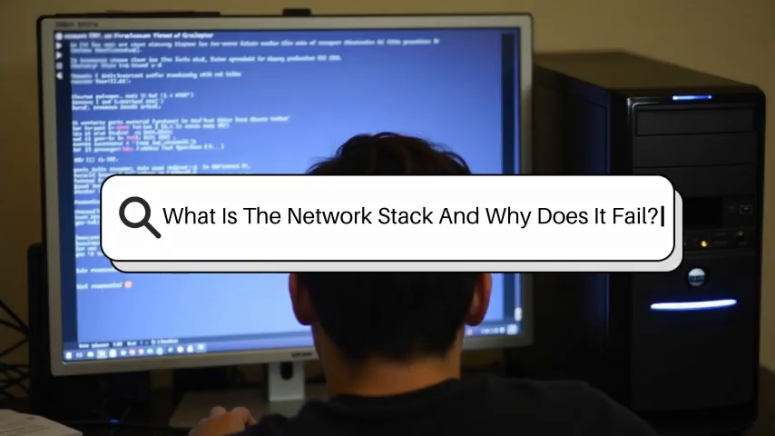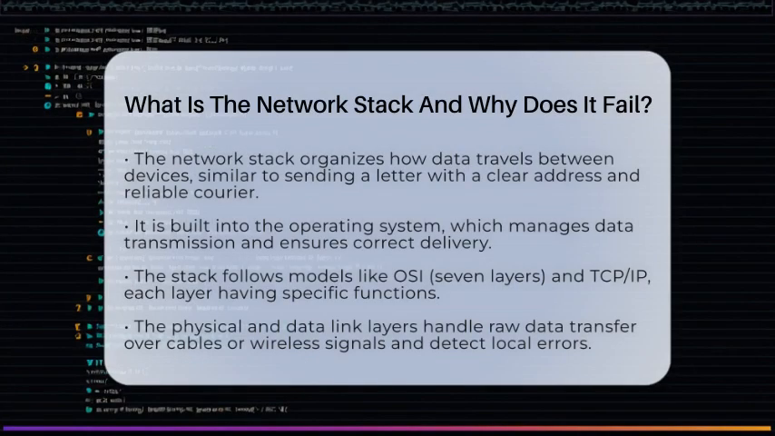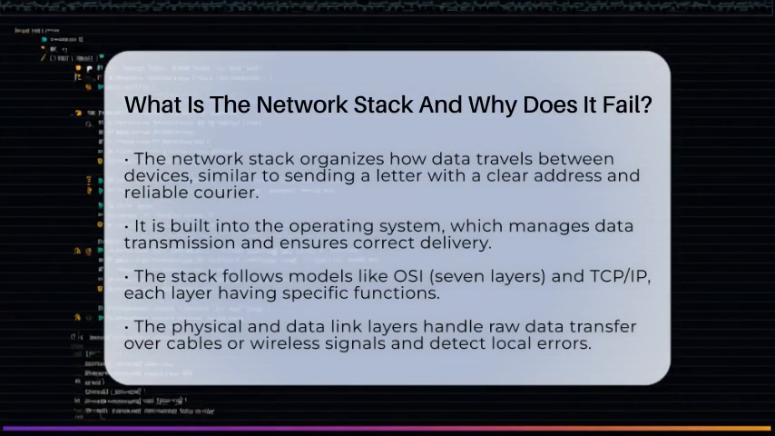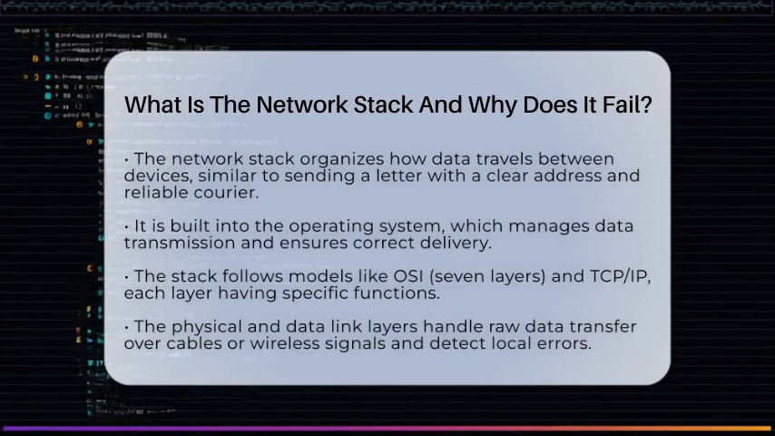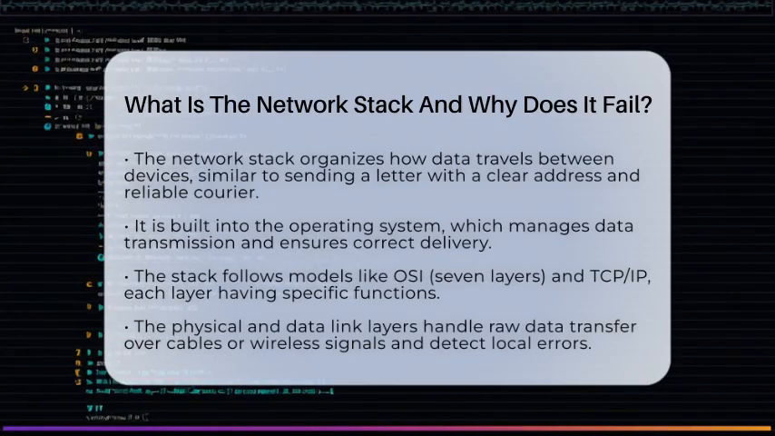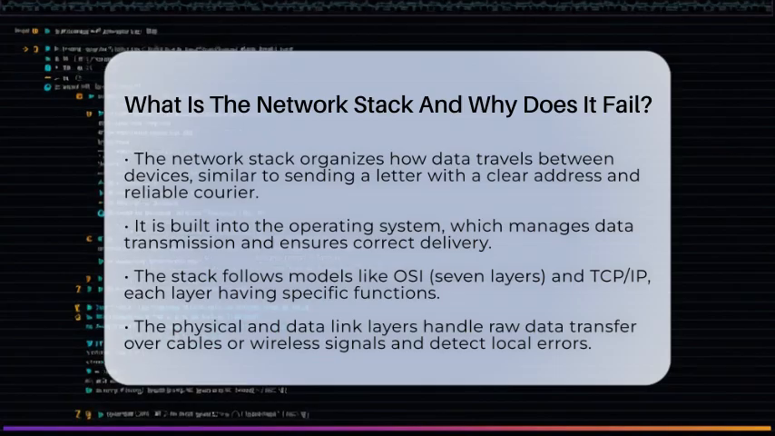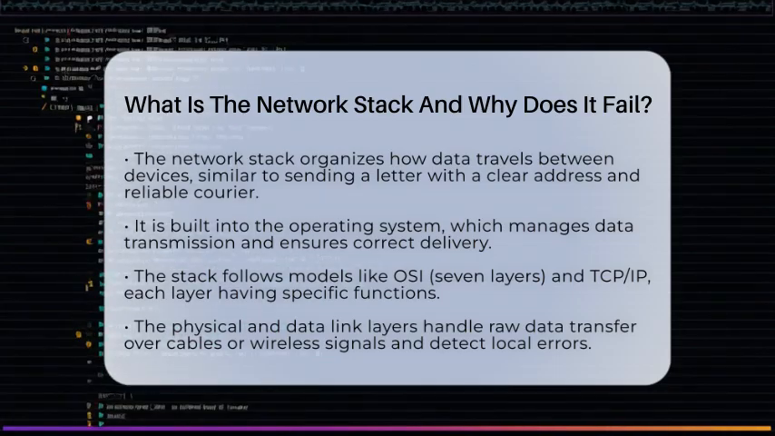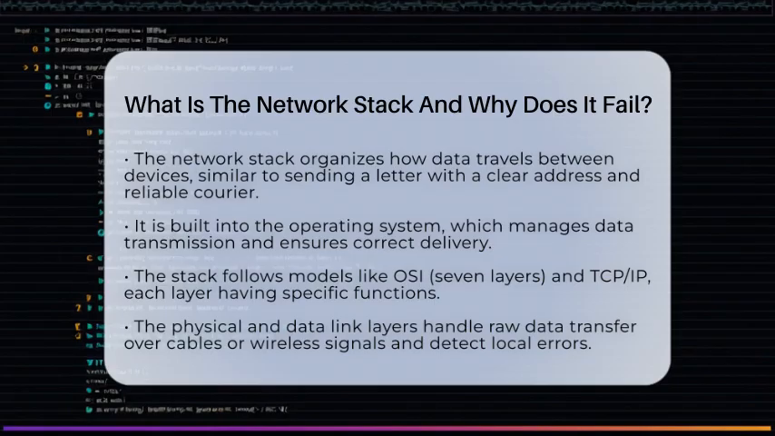What is the network stack and why does it fail? Imagine trying to send a letter across the world. You need a clear address, a reliable courier, and a safe route. Computers do the same thing when they communicate over networks. The network stack is like a set of layers that organize how data travels from one device to another.